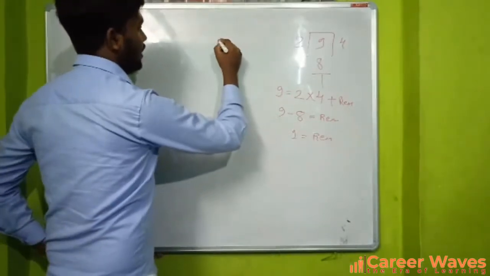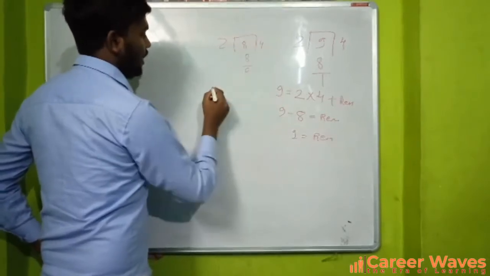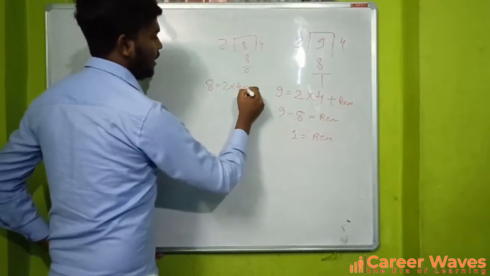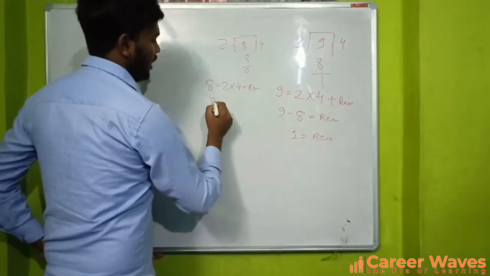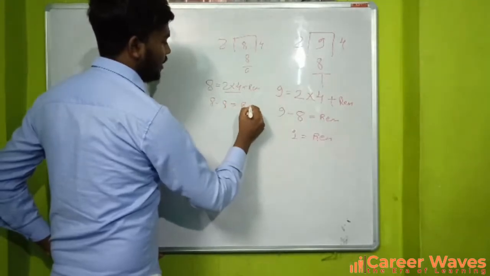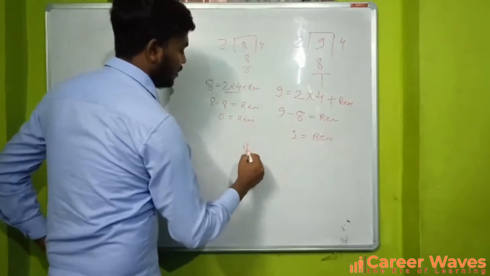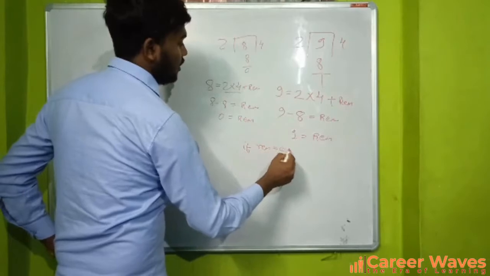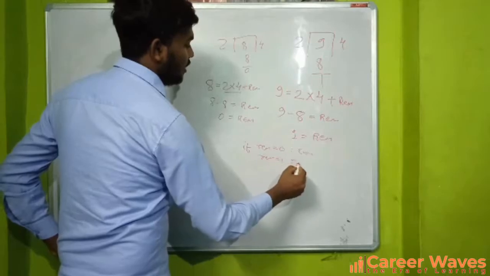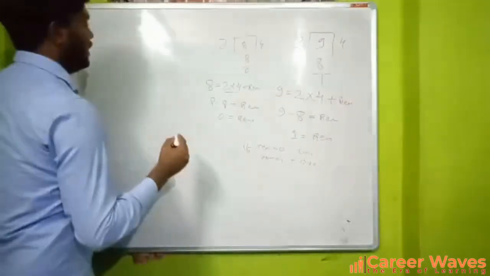Similarly, let us see for an even number. 8 divided by 2 is 4, so 2 4s are 8 and the remainder becomes 0. So 8 was the number, so 8 equals 2 into 4 plus remainder. 8 minus 8 equals the remainder, so this becomes 0, the remainder is 0. So we can say that if the remainder is 0, then it is even. If the remainder is 1, it is an odd number. So this logic only we will be using for this.